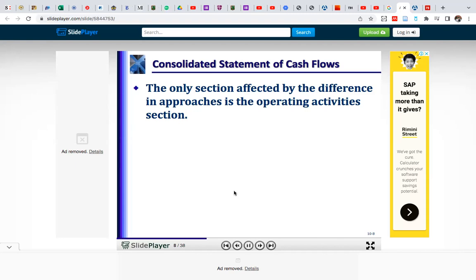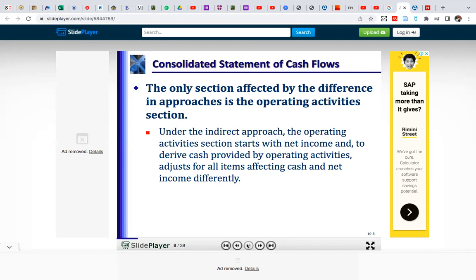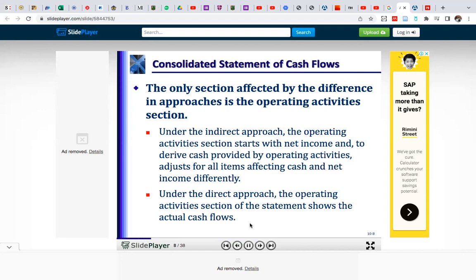So what makes the difference? We're going to have a look. The example has been stated in the book, but they don't clearly state that this is the direct and this is the indirect method. Under the indirect approach, the operating activity section starts with the net income and then derives cash provided by operating activities, adjusting all the items that affect cash and net income differently. If you can check the book, under the direct method, the operating activity section shows the actual cash flow.